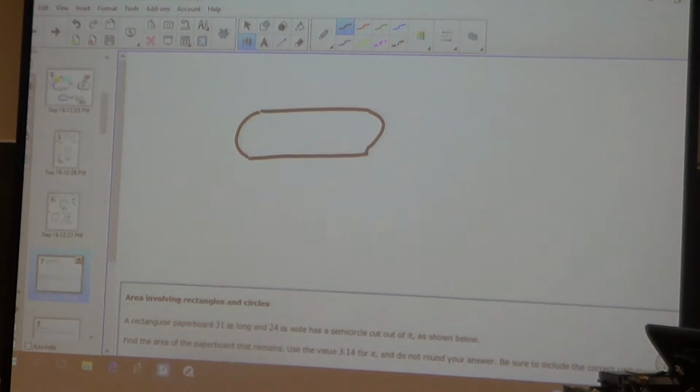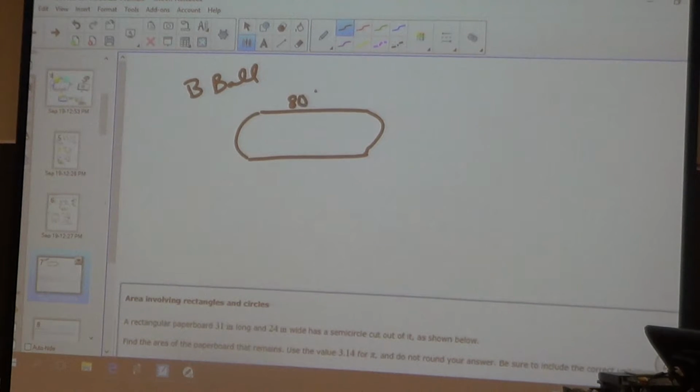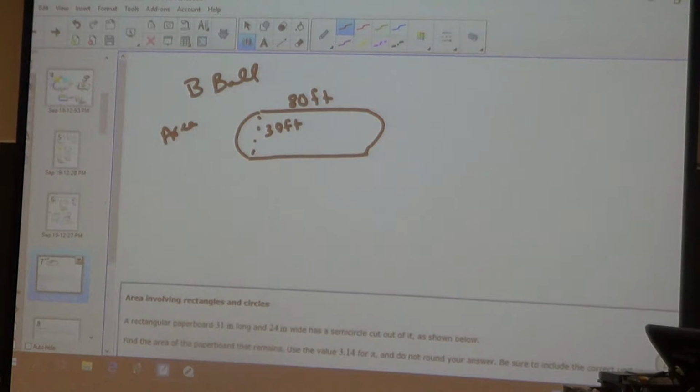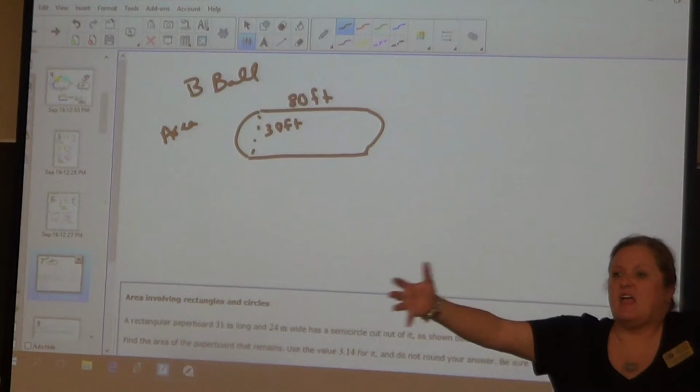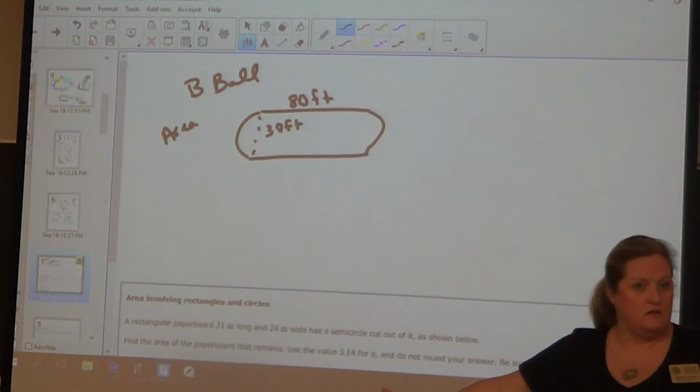I told you. Okay, now let's talk about a basketball court. Let's say a basketball court is 80 feet by 30 feet. And I want to know what area, when I play a basketball game and you say I run every square foot of that court, how much area am I actually running?